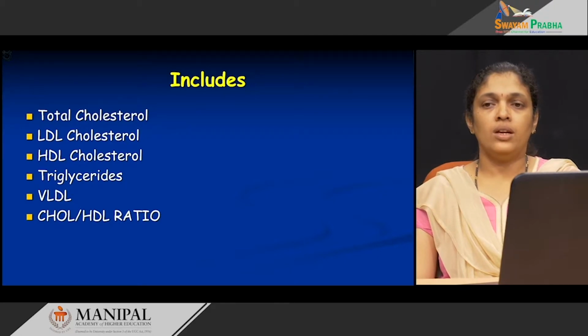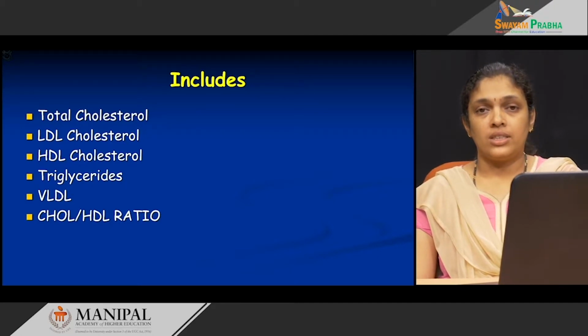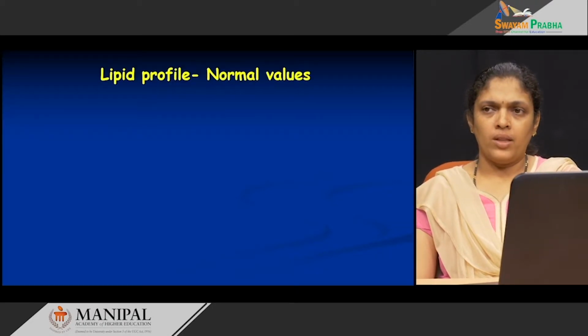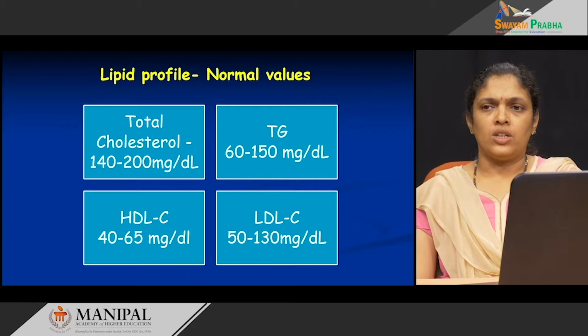To summarize, the lipid profile includes total cholesterol, LDL plus HDL cholesterol, triacylglycerols, very low density lipoprotein, and then the cholesterol to HDL ratio. This is a part of the normal lipid profile. If you look at their normal values, the lipid profile is preferably in this range. For example, it is appropriate to have total cholesterol levels between 140 to 200 milligrams per deciliter. If it is more than 200 milligrams per deciliter, it is an indication that there is a chance of having a cardiovascular disease, or the patient could end up having a coronary artery disease.